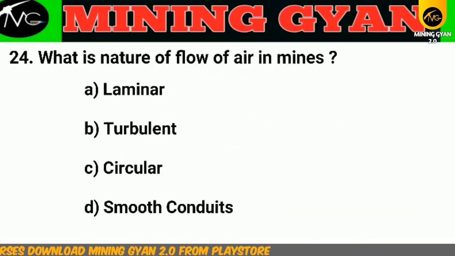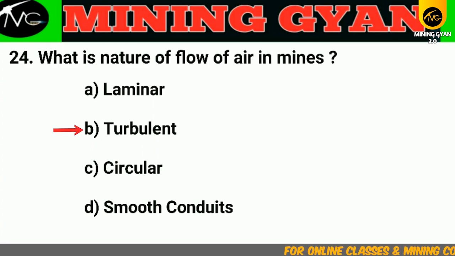What is the nature of flow of air in mines? A. Laminar, B. Turbulent, C. Circular, D. Smooth conduits. Right option is B. Turbulent.